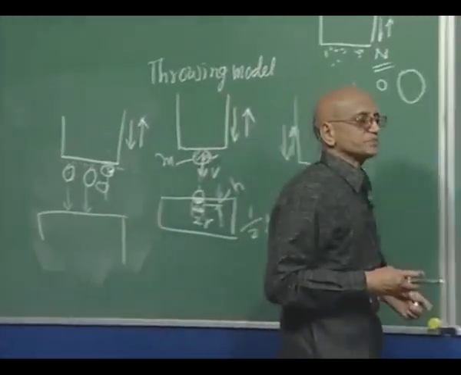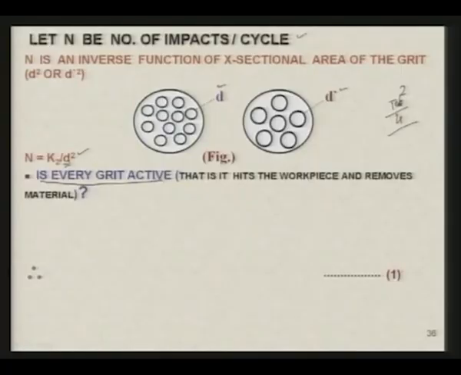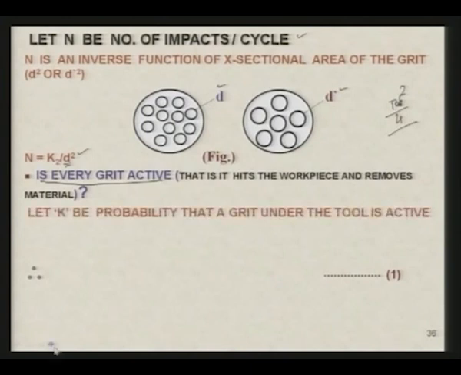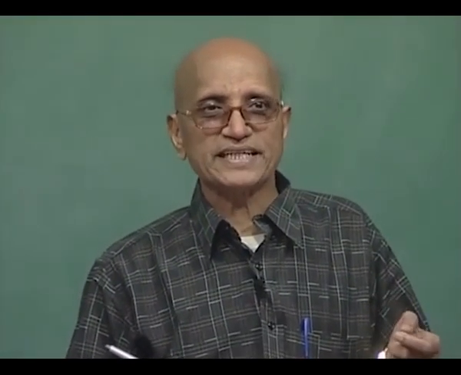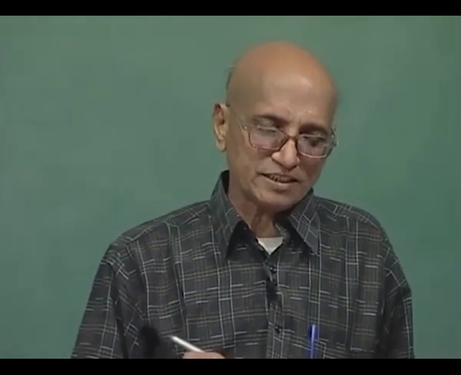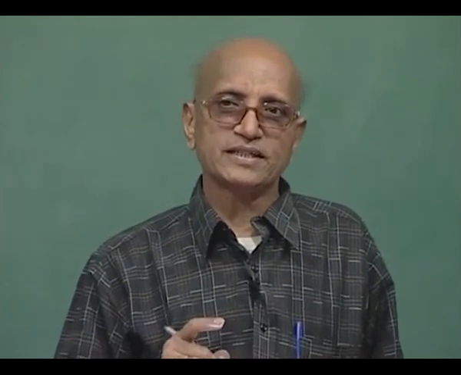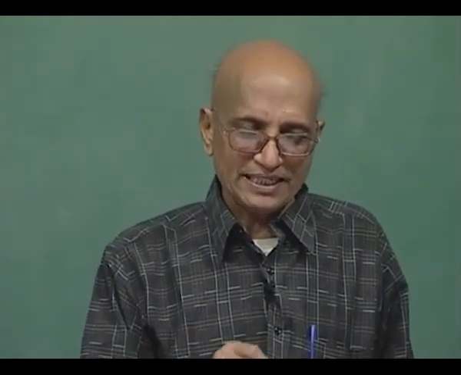So, the question is, is every grit or every abrasive particle active? That is, does it hit the workpiece and remove the material, that is a question mark. So, it is assumed that all abrasive particles which are under the tool are not active. That simply means that each abrasive particle is not hitting the workpiece surface. So, what they do? They assume that the probability of an abrasive particle hitting the workpiece surface, let it be k.